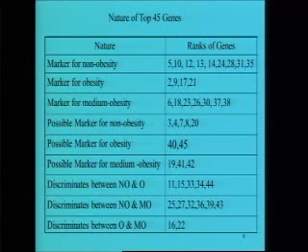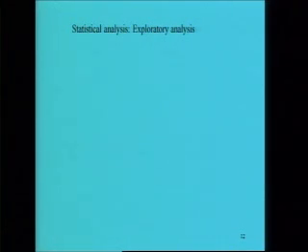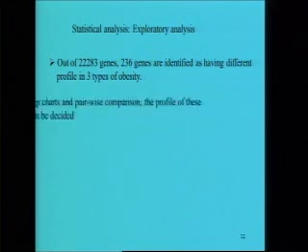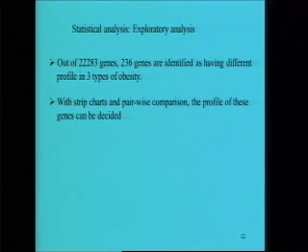This description is according to the magnitude of p-values and on the basis of strip charts. So, in summary, out of 22,283 genes coming from 3 groups of samples, we are able to identify a handful of genes which are biomarkers for these 3 groups. Okay, so it's an exploratory analysis. Out of 22,283 genes, we identified 236 genes having a different profile in 3 types of obesity. We use strip charts and pairwise comparison to decide on the profile, whether it is overexpressed in one group or underexpressed in the other group.